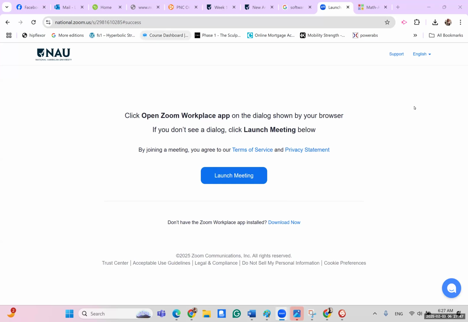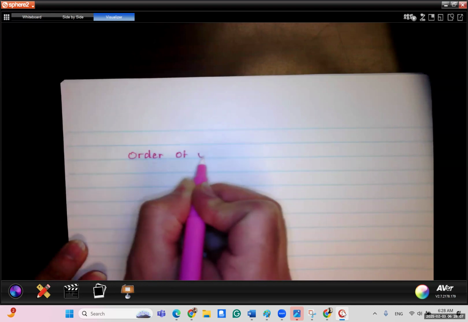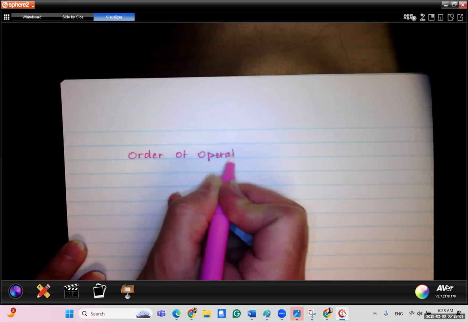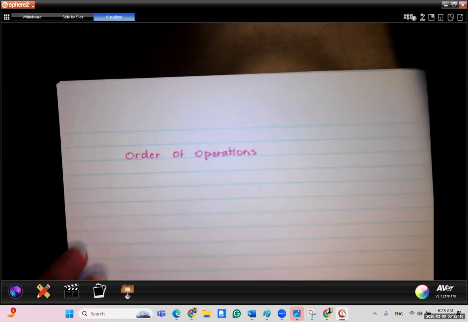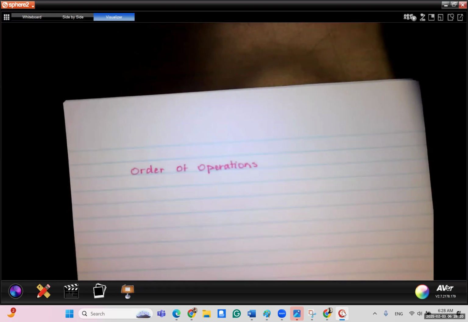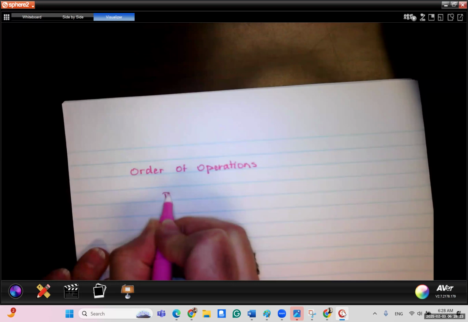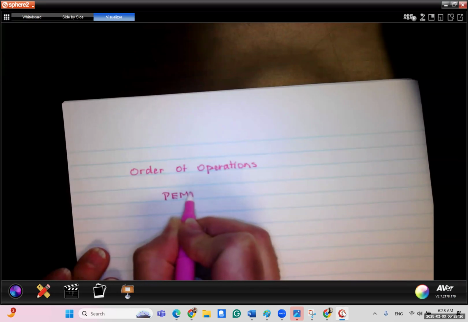Let me go to my camera. So I'm going to do this good old-fashioned way so that you feel like you're in a classroom, and we'll talk about order of operations. So order of operations, as its name suggests, and forgive my handwriting. For some of you, you may remember this from back in high school, middle school, and we gave you a mnemonic to remember it, and that was PEMDAS. And I'll explain that in a second.